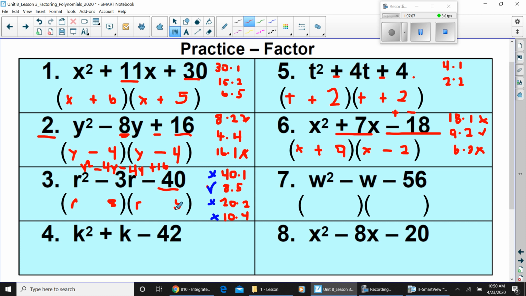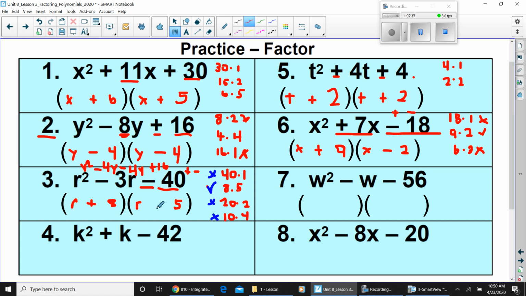8 and 5. Remember, I have to multiply to a negative, so that means one has to be positive and one has to be negative. And I have to add or subtract to a negative 3. So when you have a negative 3 that you have to add to, the larger number gets that negative. Remember, there has to be more negatives here. So it has to add or subtract to a negative 3.